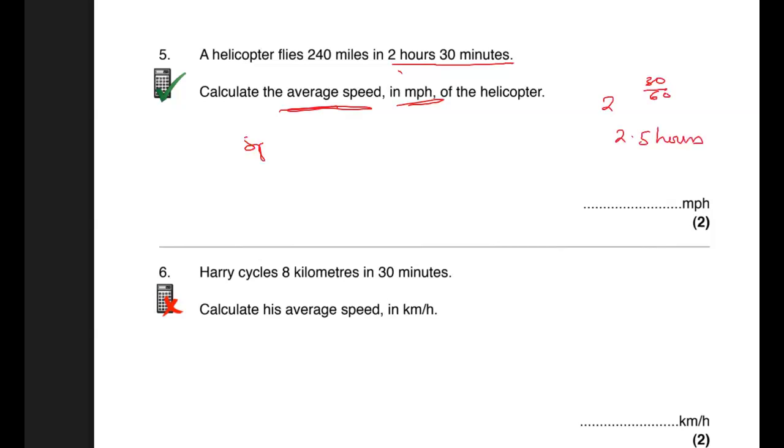So that gives you a speed equals 240 divided by 2.5. Can you see? Because we converted this one, that gives you 240 divided by 2.5, so it's 96 miles per hour. Can you try and do this one? You have to convert these 30 minutes to hours.